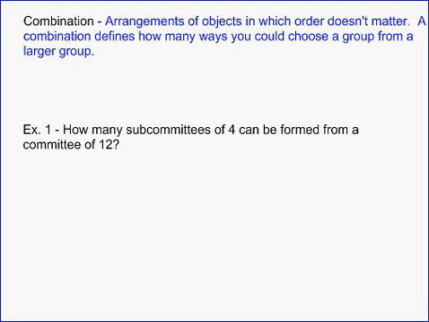Another way to think about it is a combination defines how many ways you could choose a group from a larger group. Examples are: how many different groups of 20 students could we take from the 150 students in the middle school at Sycamore School? Or if I've got 20 shirts in my closet and I want to take 8 of them with me on vacation, how many different combinations of 8 shirts am I going to take with me? There's no order to either of those.